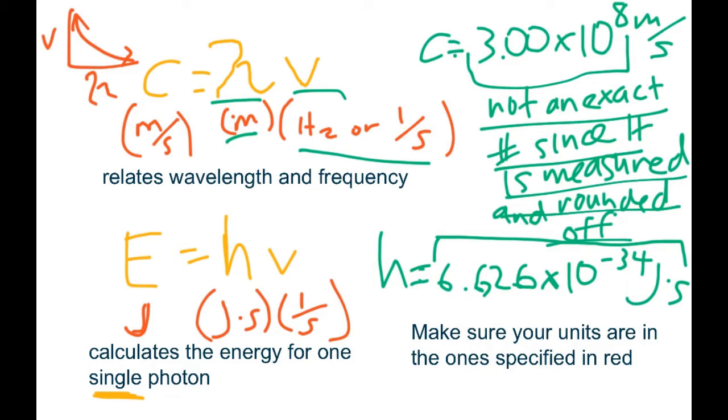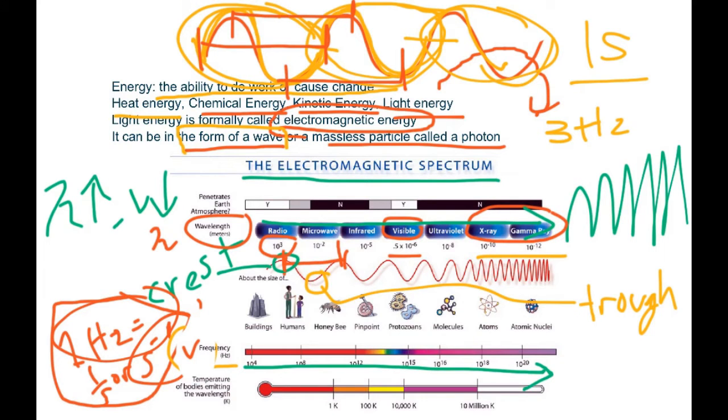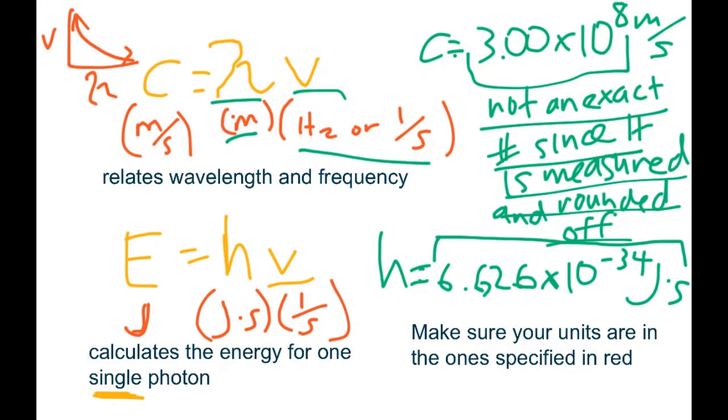Now, let's look at the second equation. The second equation relates the frequency of a photon, and remember, a photon is a massless particle that can also represent electromagnetic energy. So think of a photon as a light particle. And this equation simply gives us the energy in a single photon given the frequency. Now, notice how there's an h. This h is also a constant measured by scientists, and it's 6.626 times 10 to the negative 34 joules times seconds.